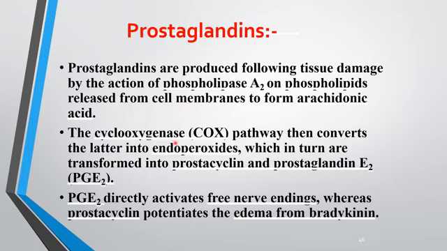The cyclooxygenase pathway then converts the latter, that is arachidonic acid, into endoperoxides, which in turn are transformed into prostacyclin and prostaglandin E2. So this PGE2 directly activates the free nerve endings, whereas prostacyclin potentiates the edema from bradykinin. So it acts along with bradykinin to increase the edema.